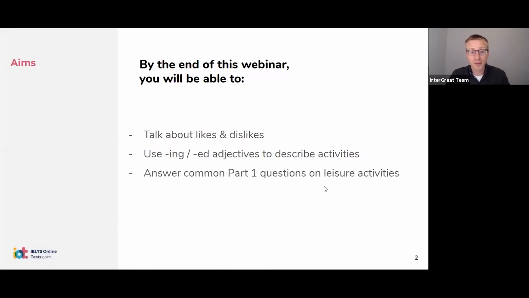We're going to look at a couple of common questions on part one for leisure activities and look at structure, a way that you can answer this type of question. We're also going to look at part two, describing a book or a movie, and an approach that you can use to give a full answer for this question type. Very common in part two: describe a book or a film or a TV show that you've seen. How can you talk about that for 2 minutes? We're going to look at an approach to help you do that.